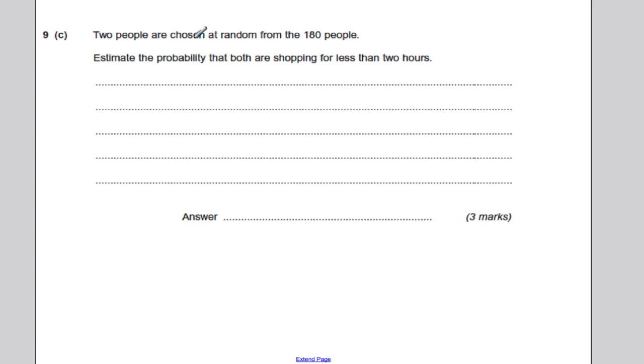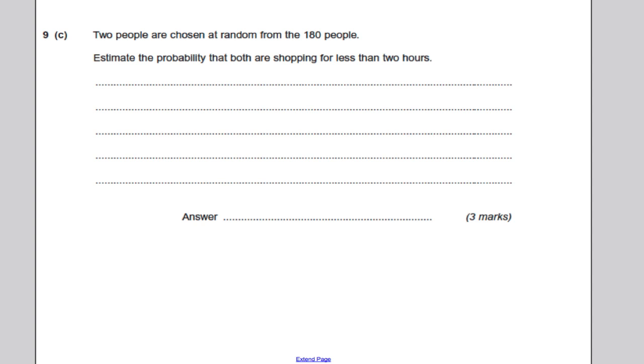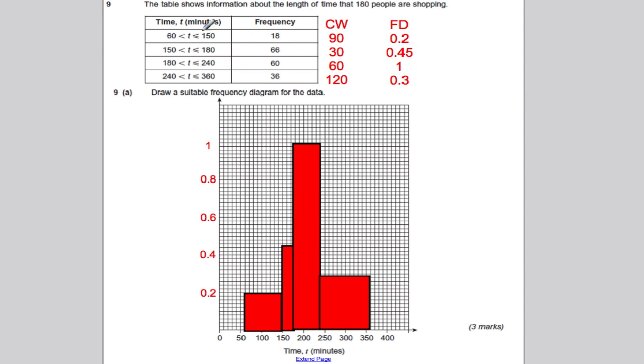Last question here. 2 people are chosen at random from the 180 people. Estimate the probability that both are shopping for less than 2 hours. So I need to go back to my diagram. Let's just bring it back into play here. So both people are shopping less than 2 hours. 2 hours is going to be 120 minutes.